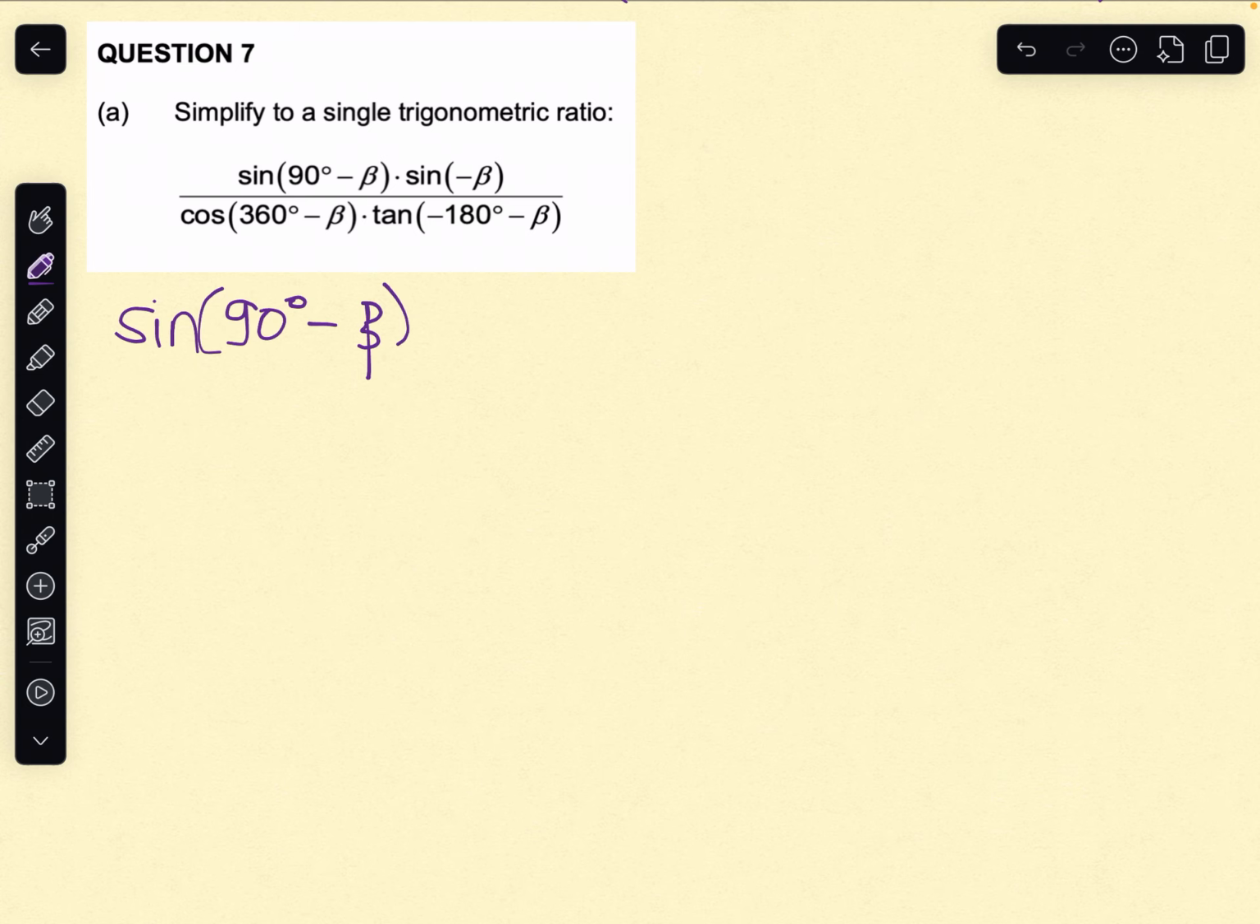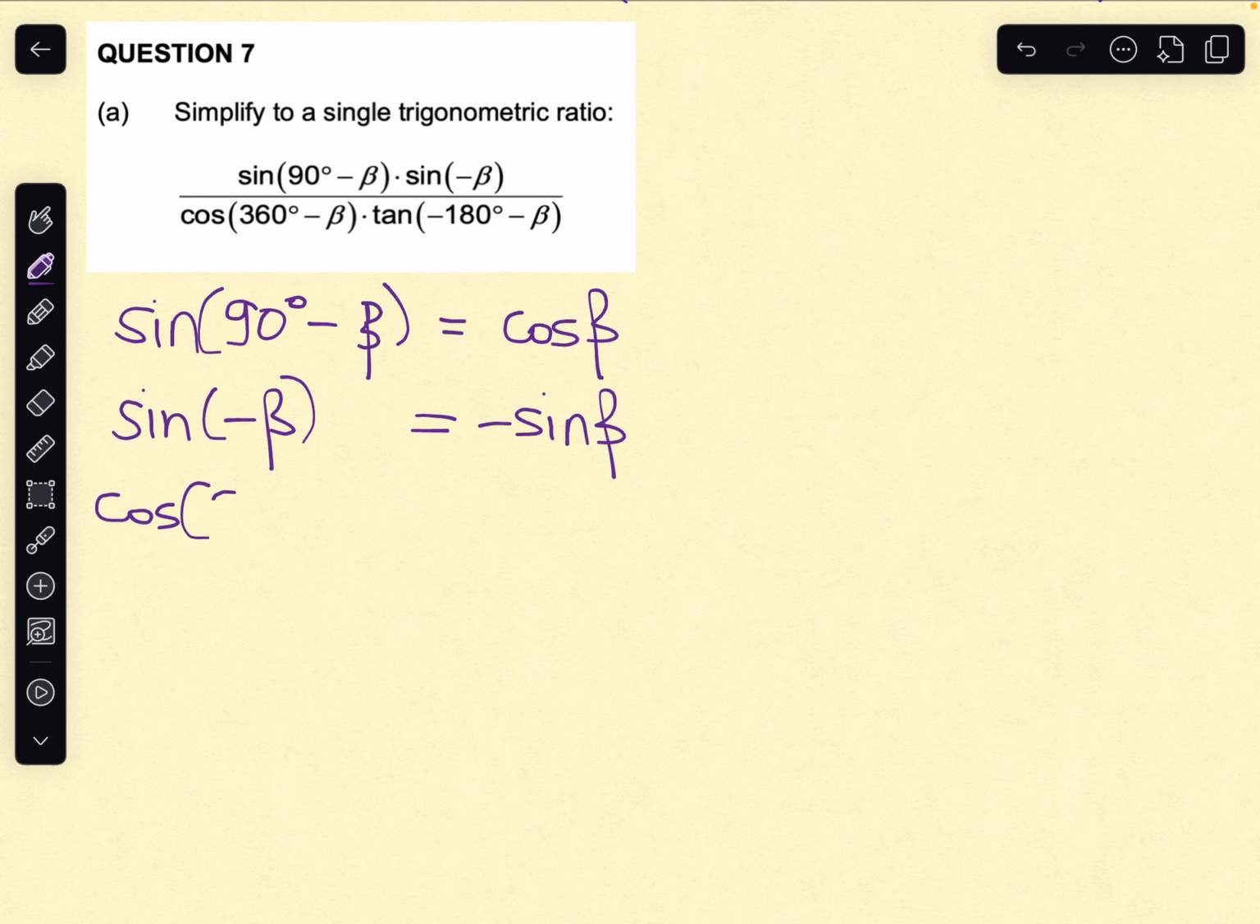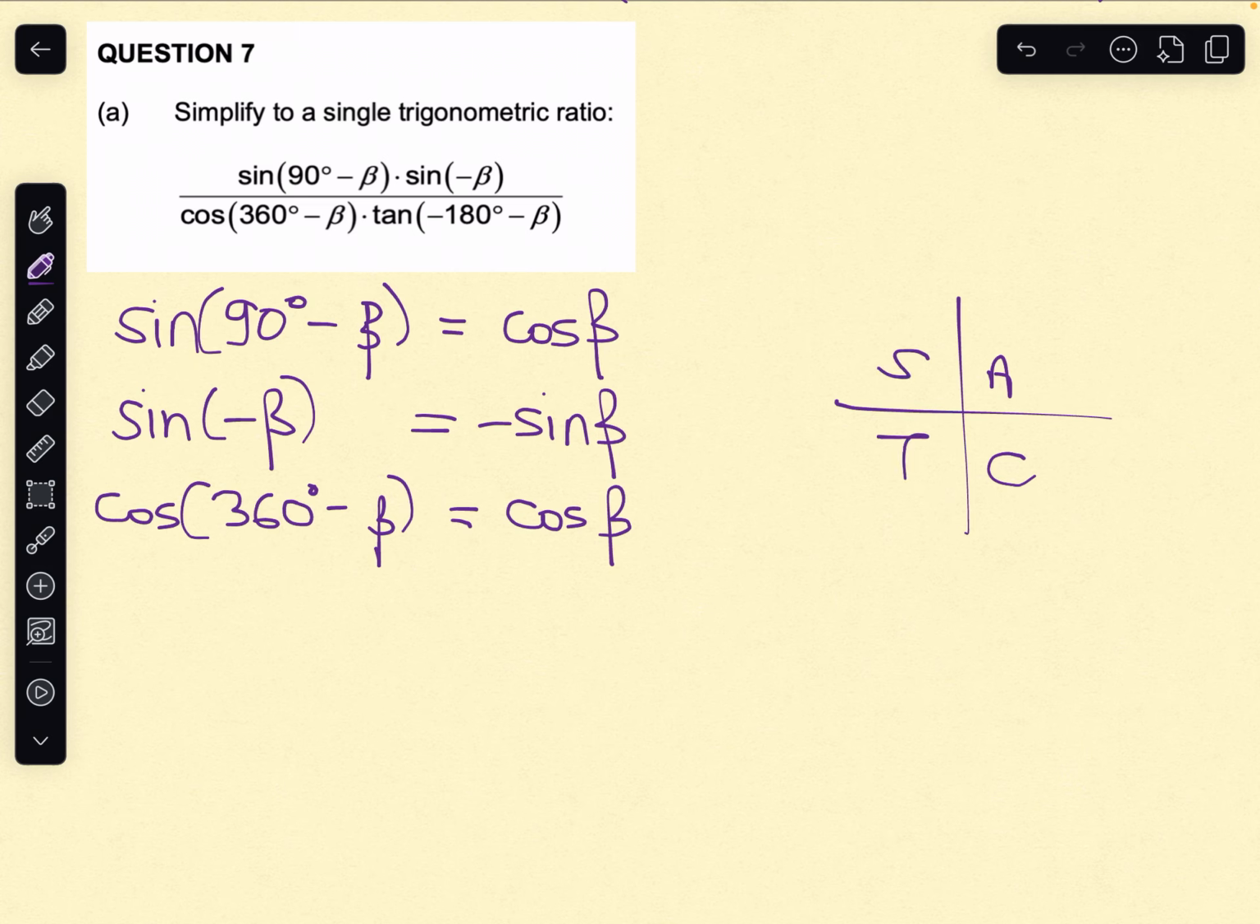Sine of 90 minus beta, so this is our co-ratios. This is the same as cos beta. Sine of negative beta is the same as negative sine beta. Cos of 360 minus beta is the same as positive cos beta. How do I know these things? On the one hand, it's a bit of memorizing. On the other hand, it's also CAST.